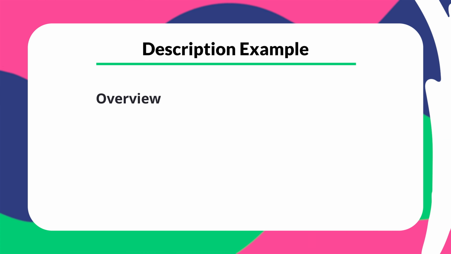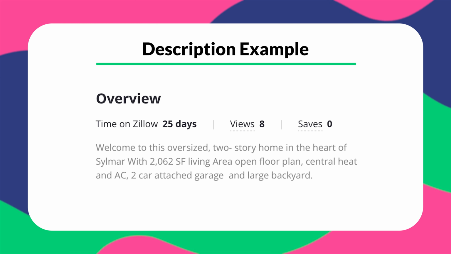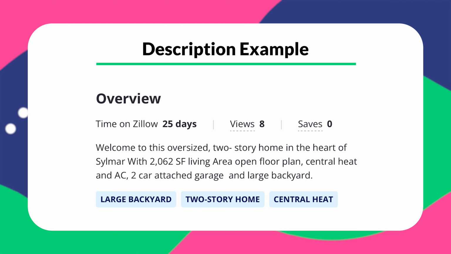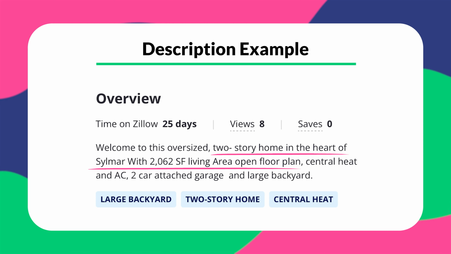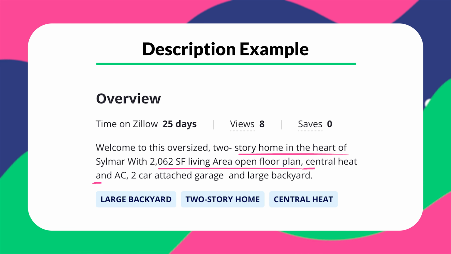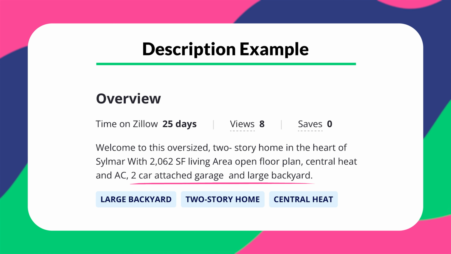For example, here's a typical listing without much effort spent crafting its description. It reads, "Welcome to this oversized two-story home in the heart of Silmore with 2,062 square foot living area, open floor plan, central heat and AC, 2-car attached garage, and a large backyard."